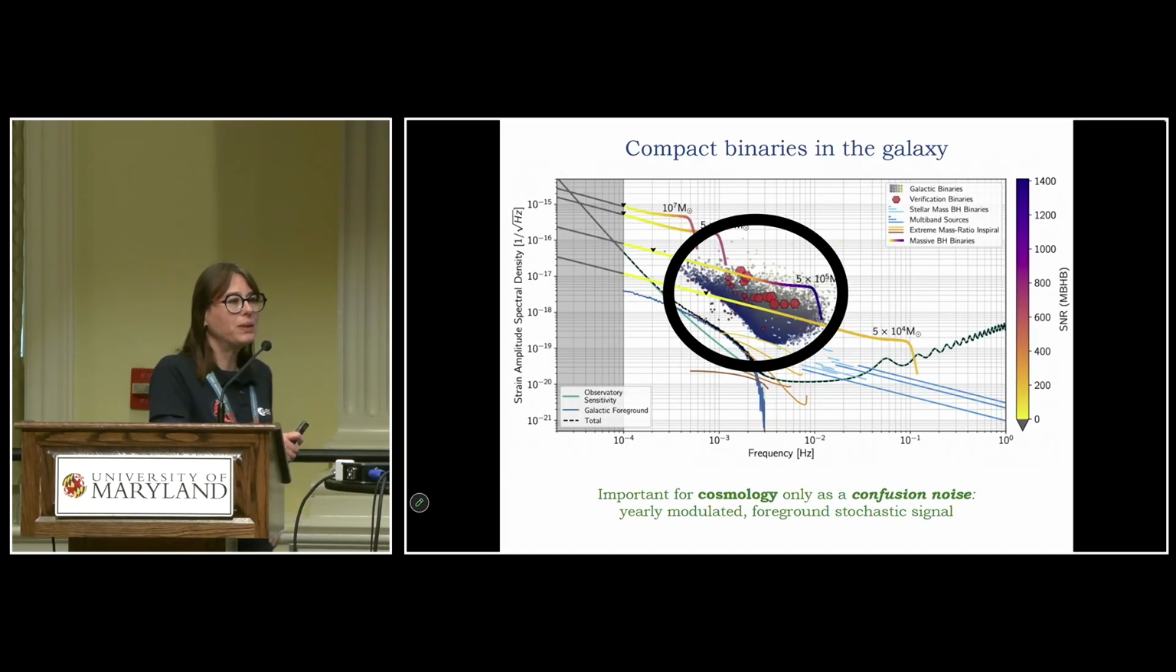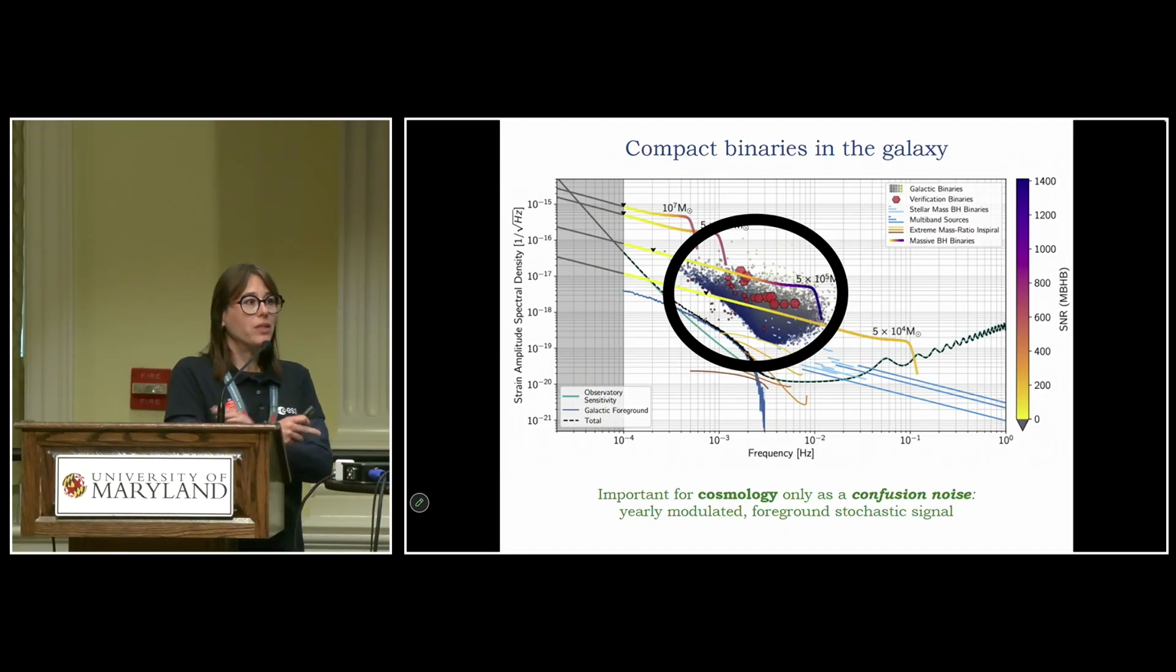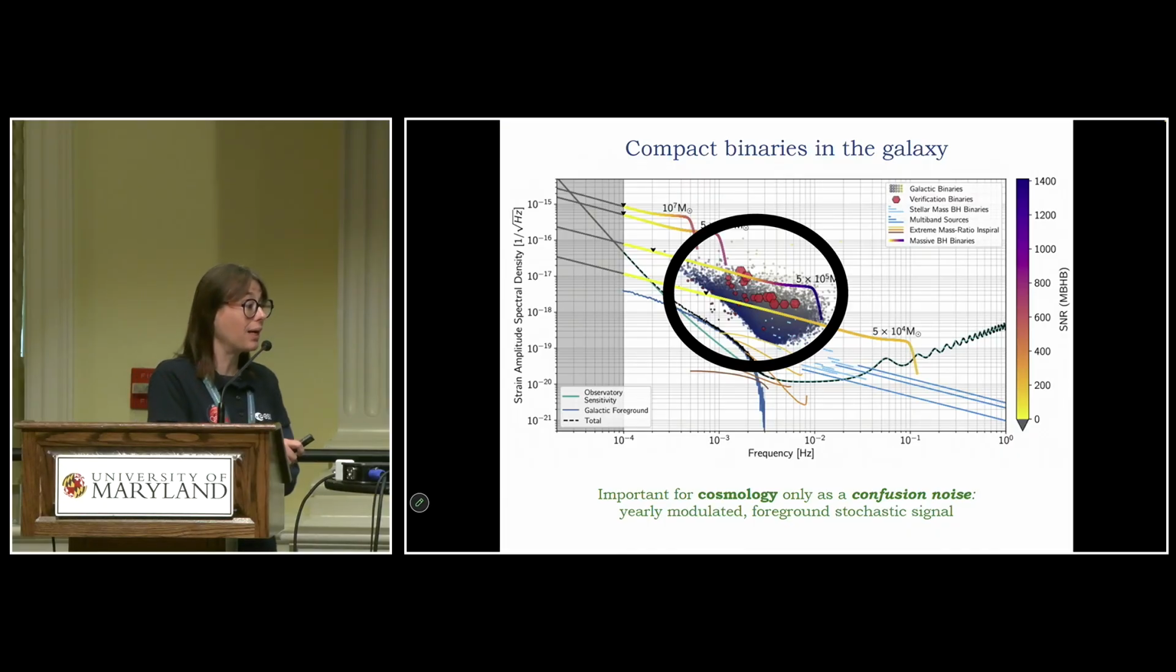Let's start with the binaries in the galaxies. There is a lot of great science that one can do with the compact binaries in the galaxies with LISA, but for cosmology, they are important only because they generate this confusion noise here at low frequencies.